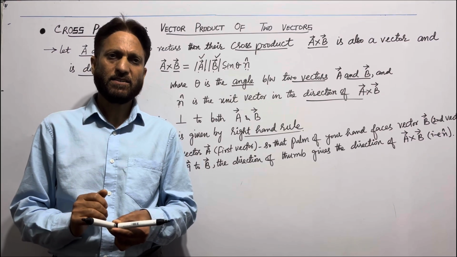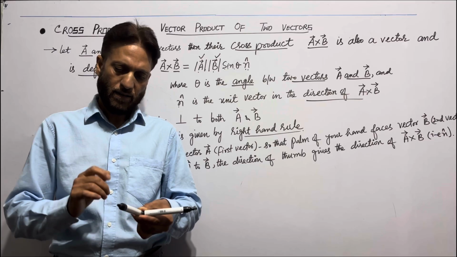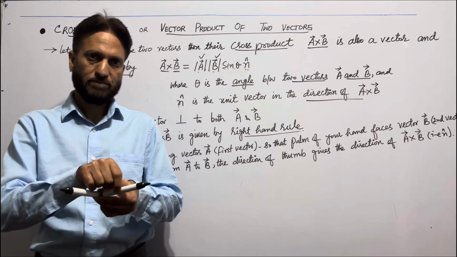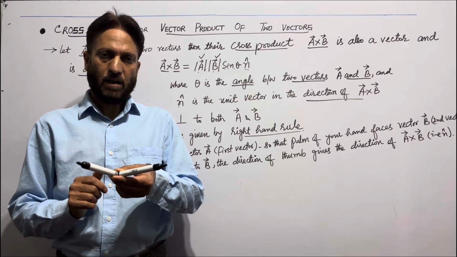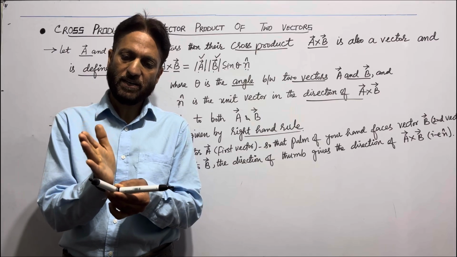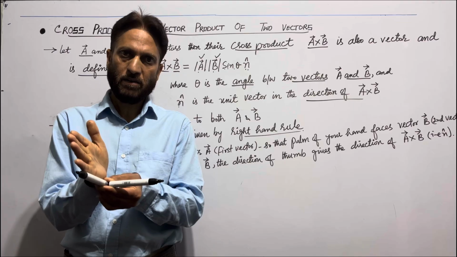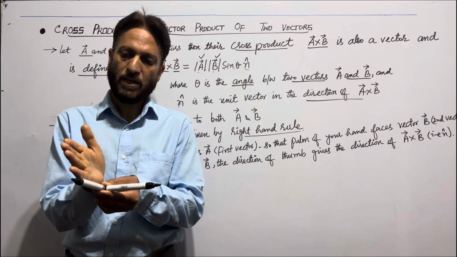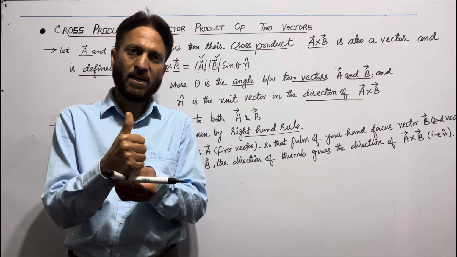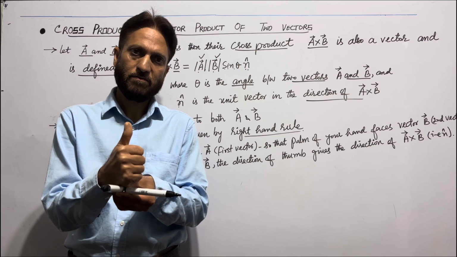Let us find the direction of A cross B, that is cross product of two vectors A and B. Let us suppose that this is vector A and this is vector B. I will put my right hand in the direction of vector A and I will curl my right hand from A to B like this way. The direction of thumb is the direction of A cross B.